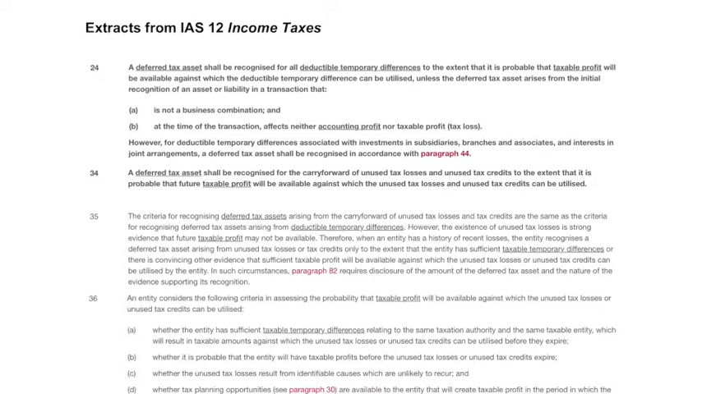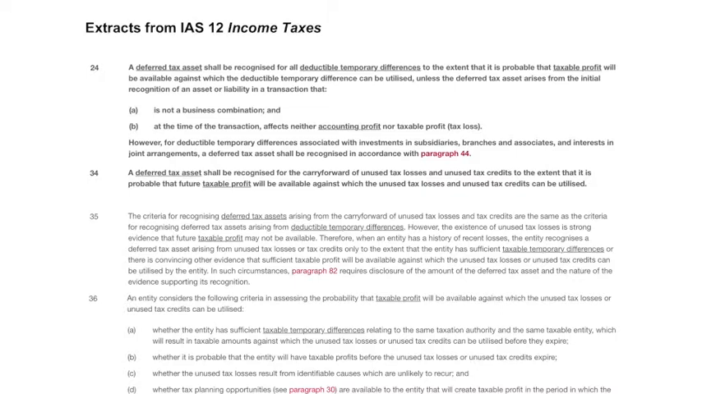Okay, so when an entity has a history of recent tax losses, the entity recognizes a deferred tax asset arising from unused tax losses or tax credit only to the extent that they have sufficient taxable temporary differences, or there is convincing evidence that they have sufficient taxable profit in the future against which they can recognize it. In such circumstances, paragraph 82 requires the disclosure of the amount of deferred tax asset and the nature of the evidence supporting its recognition.